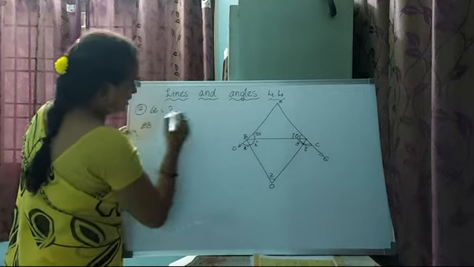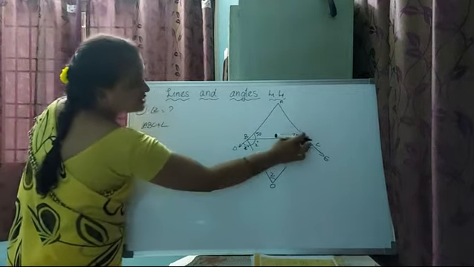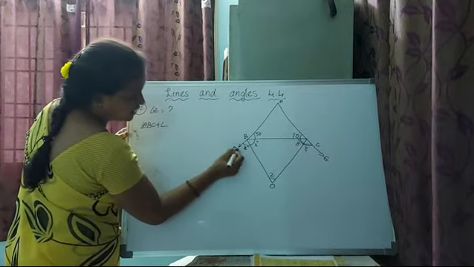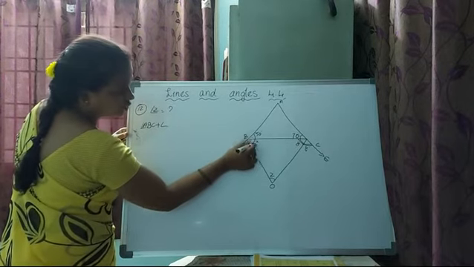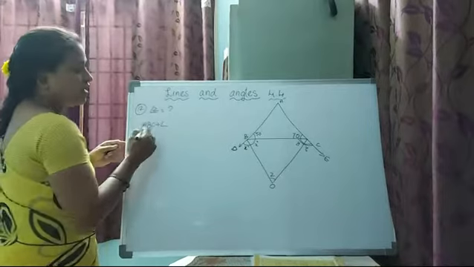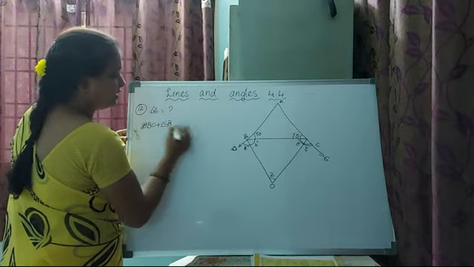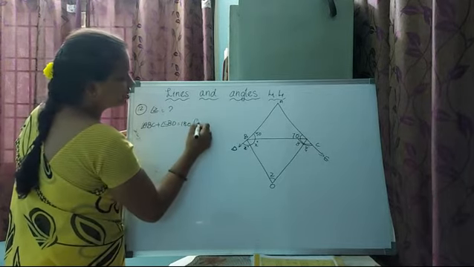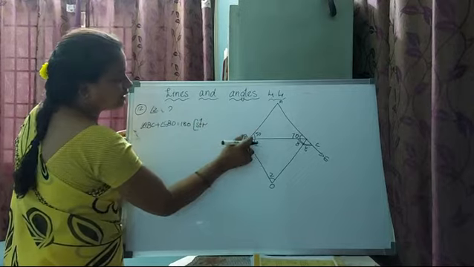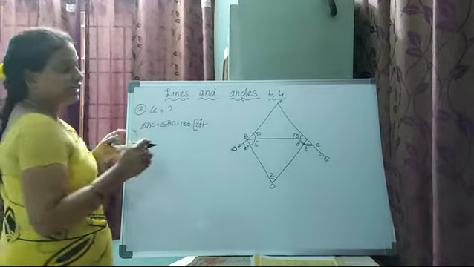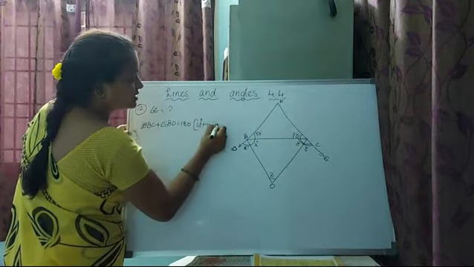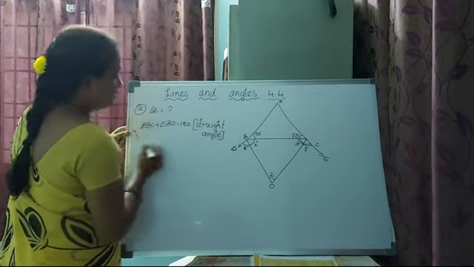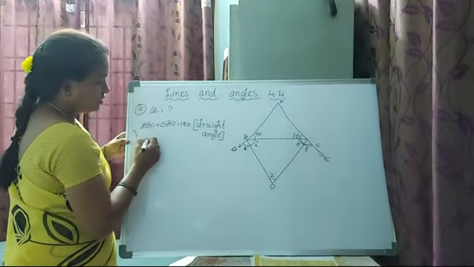ABC, that means this angle, plus angle CBD, this whole angle we call a straight angle. So angle ABC plus angle CBD is equal to 180. We can't say linear pair, straight angle, because three angles are there. Linear pair means only two adjacent angles. Straight angle. So see here, angle ABC is equal to 50 degrees.